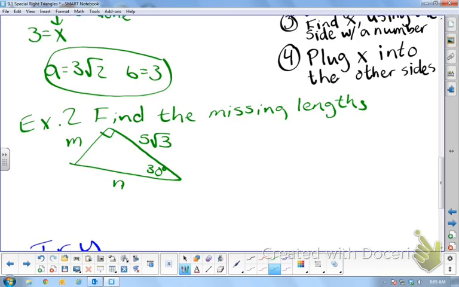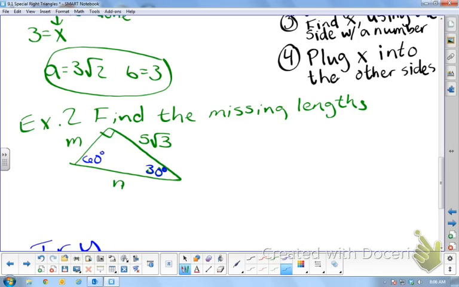So again, it asks us to find the missing links. How do I know that this is a 30, 60, 90 triangle? Because there's a 30-degree angle. We look at the angles inside. Since there's a 30 degrees and a 90 degrees, we know the last one is 60 degrees.